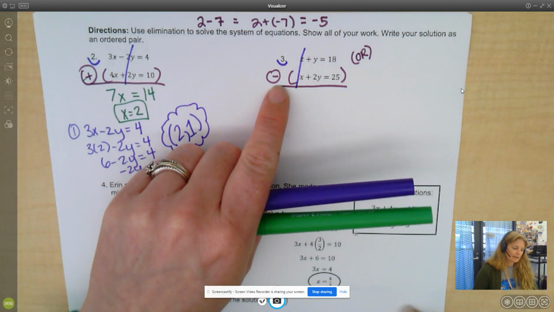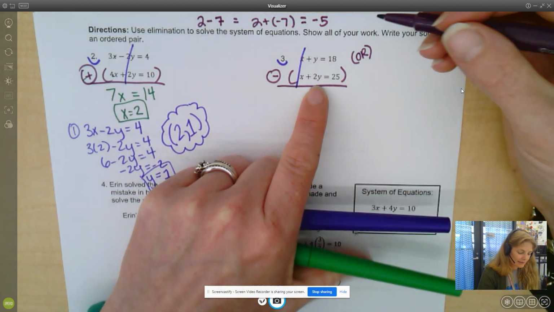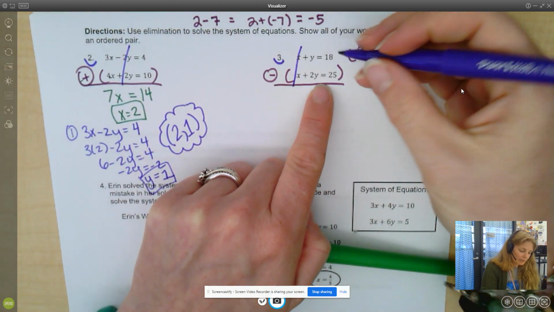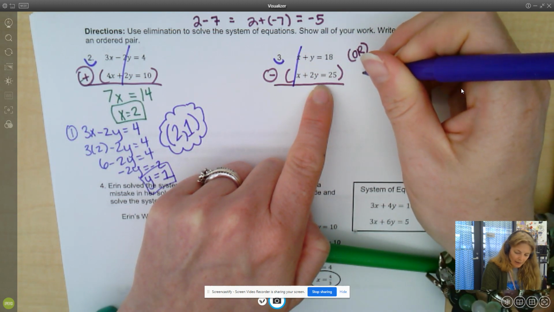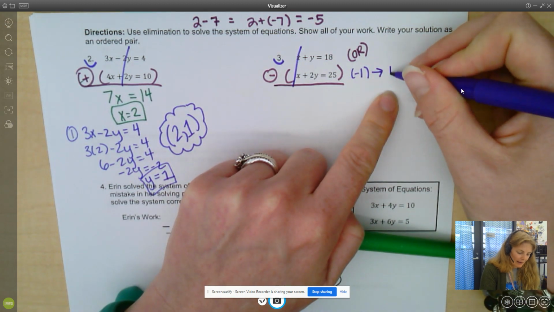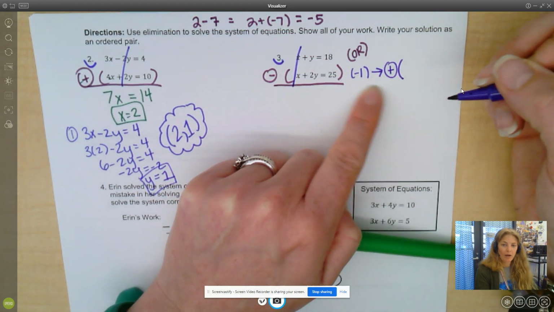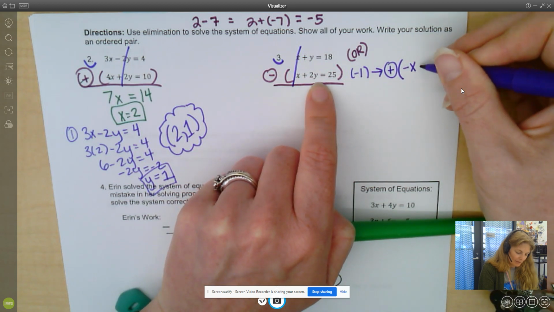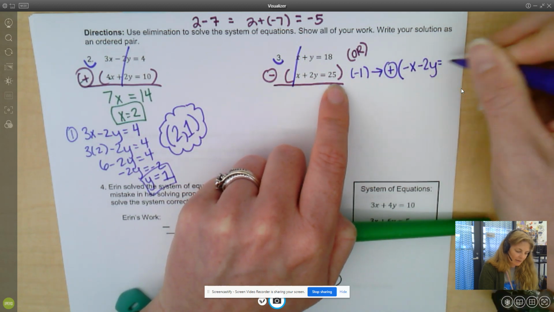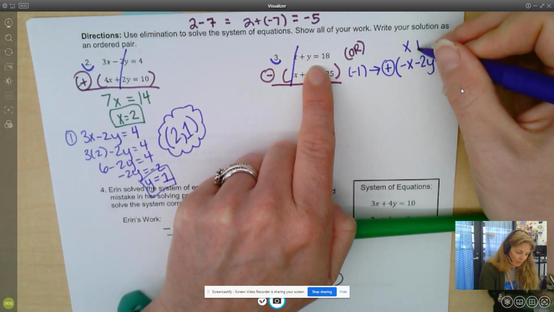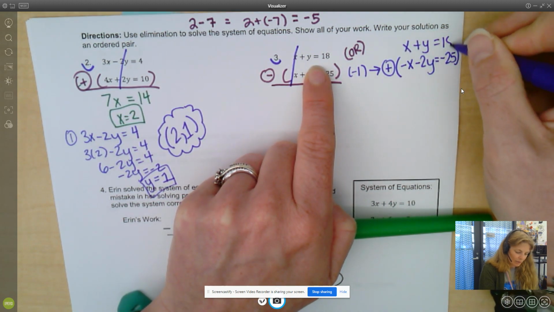So here, instead of subtracting this entire second equation, I can multiply the second equation by negative 1 and then add the opposite. Opposite means instead of positive x, it's negative x. Instead of positive 2y, it's negative 2y. Instead of positive 25, it's negative 25. I'm just going to leave the original top equation, equation 1, alone.